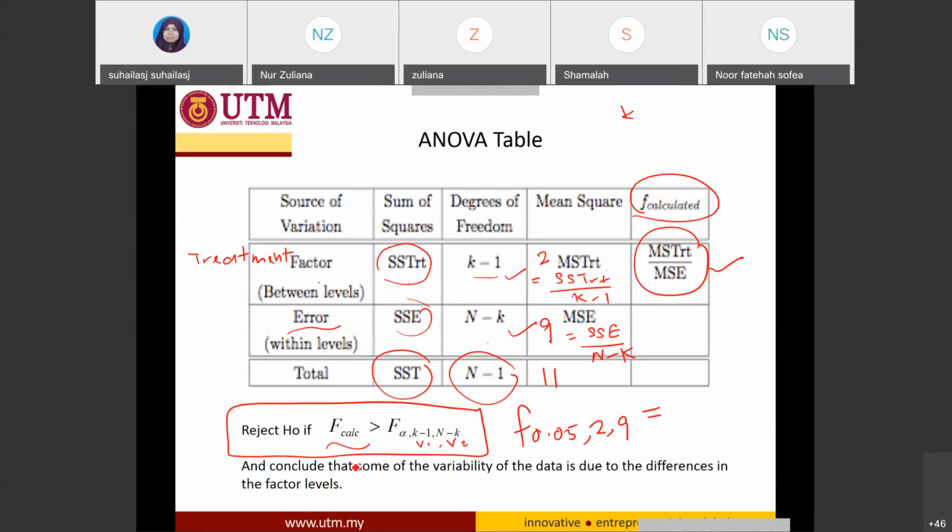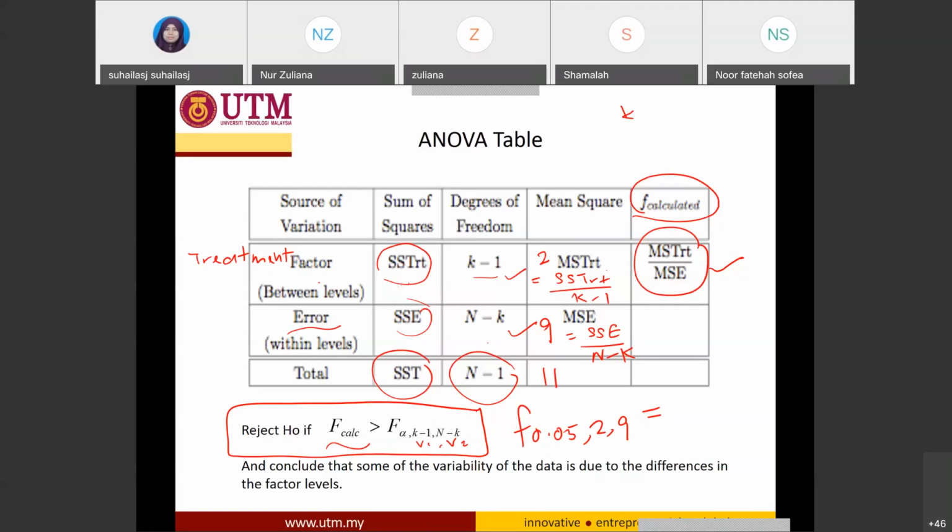So kalau let's say we reject and conclude that some of the variability of the data is due to the difference in the factor level. Maksudnya kita reject yang mean dia sama tadi tu. So there is a variability lah of the data set. There is a significant difference between the variation. So itu kalau kita testing dia punya hypothesis.